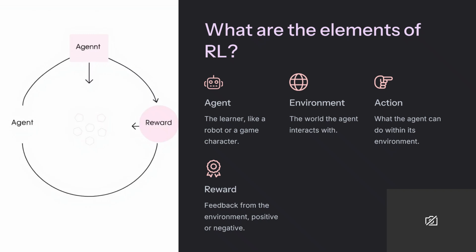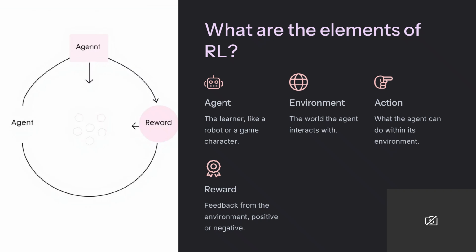Then we have actions. These are the choices the agent can make. For example, a robot can move left, right, pick something up, or stop. This means that the agent is doing something. This is called the action or work.